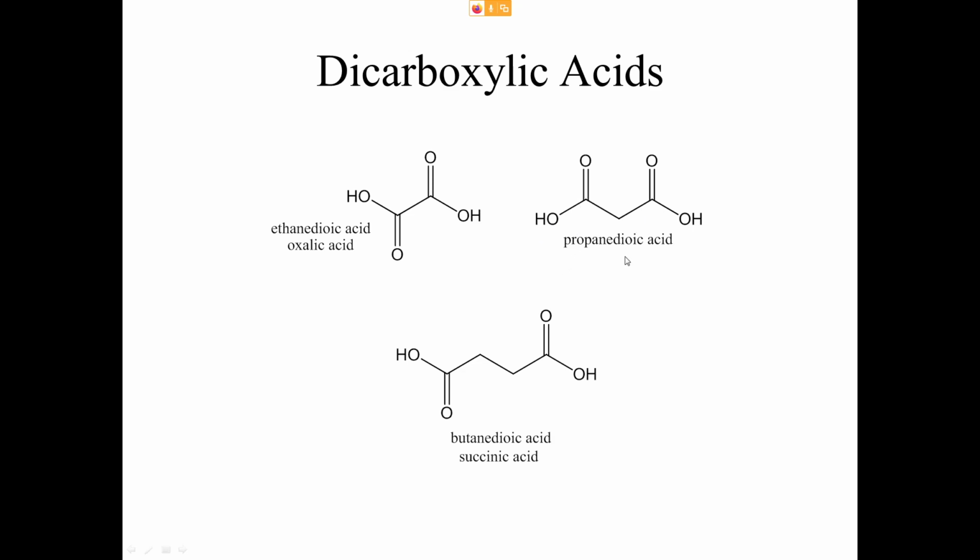They can't be anywhere else. Right? If I make it a little longer, 4 carbons, it's butanedioic acid. Right? Fairly simple. Everybody okay with naming the dioic acids? You don't have to memorize these other names.